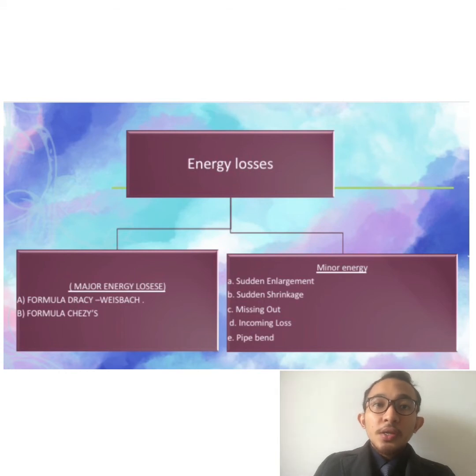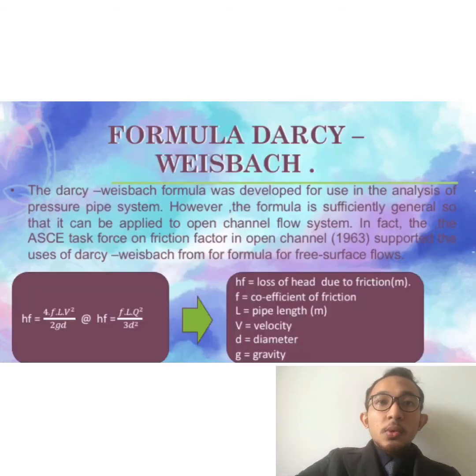So we have the energy loss divided into the major energy loss and the minor energy loss. In major energy loss, there are two parts: number one, the Darcy-Weisbach formula, and the Chezy formula. For the minor energy loss, there are five items: sudden enlargement, sudden contraction, exit loss, entrance loss, and pipe bend.